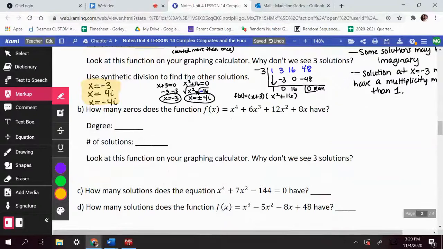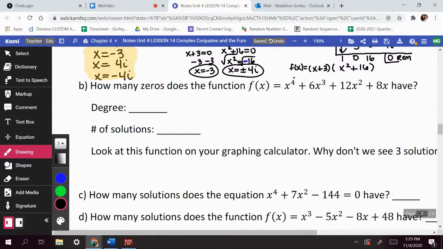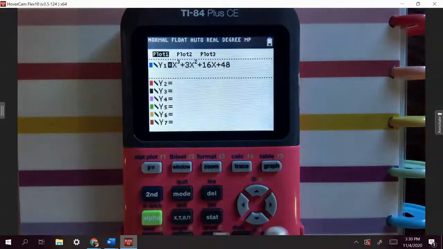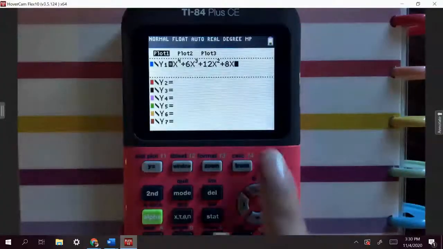How many zeros would this function have? What's the degree of this function? The degree or highest power is 4, so it should have 4 solutions. Remember, we are counting repeated solutions more than once. It says look at the function on your graphing calculator. So again, I'm going to go back to my y equals. I'm going to type this in. We have x to the 4th plus 6x cubed plus 12x squared plus 8x. Okay, just type that in my calculator and press graph.